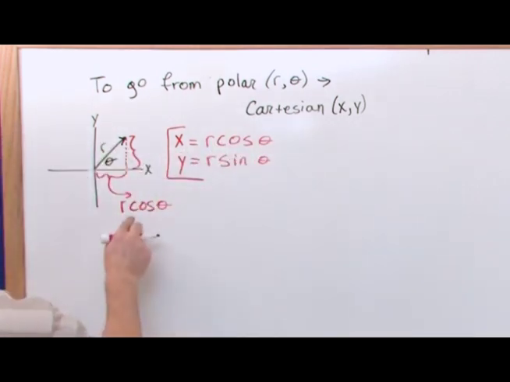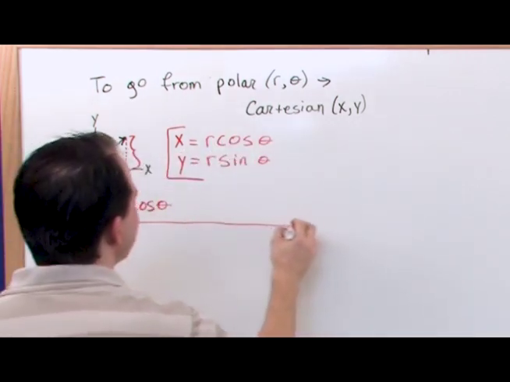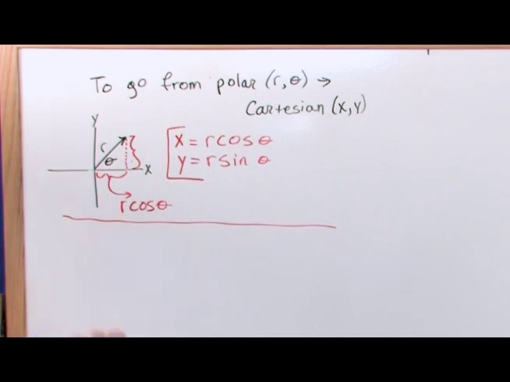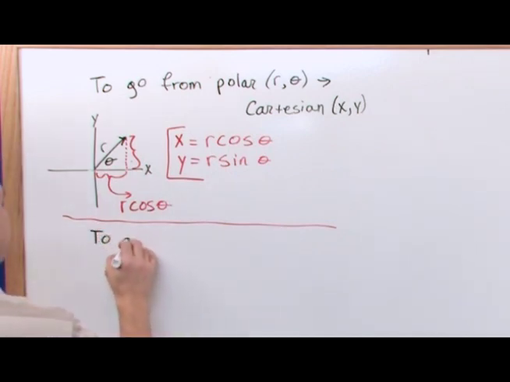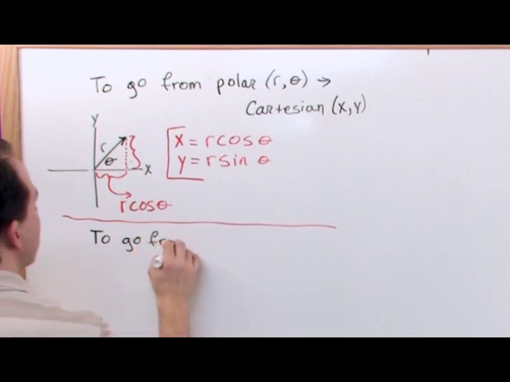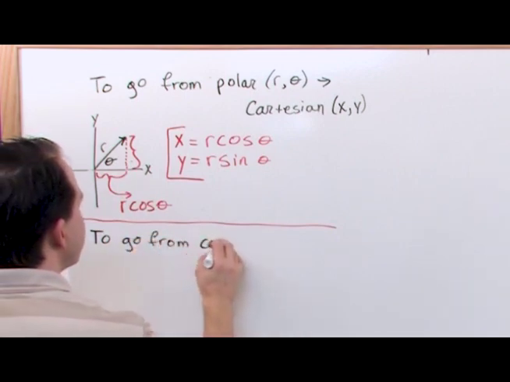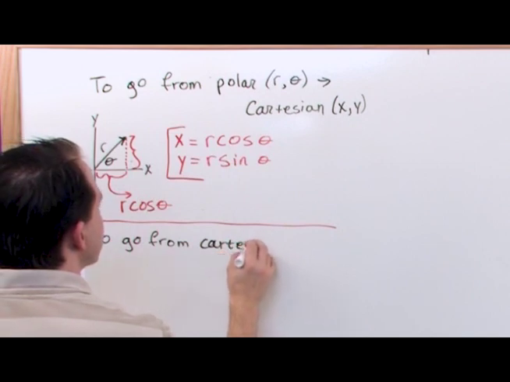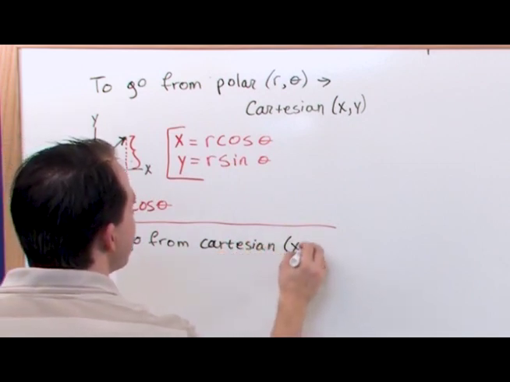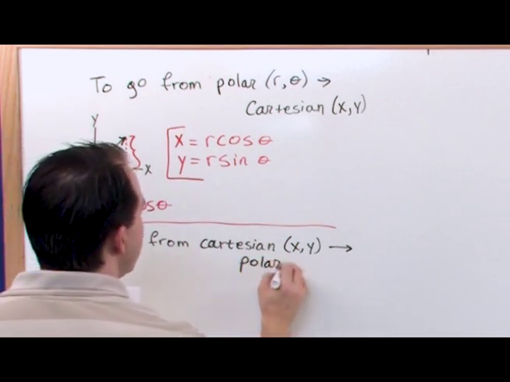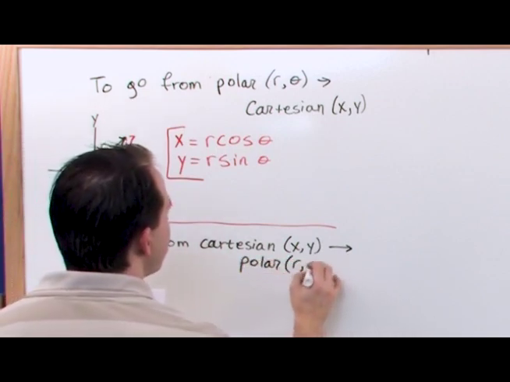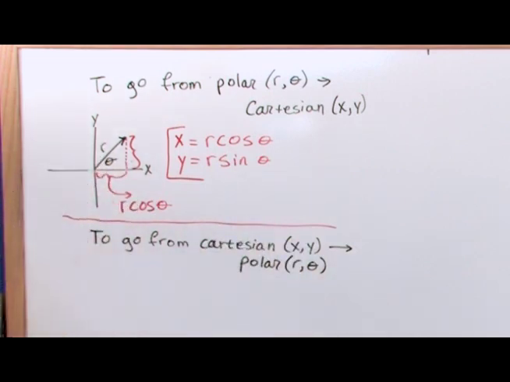Now the next one is a little more challenging, but not much more. Let me write this down. To go from Cartesian, just as a reminder that's x comma y, to polar, which is r comma theta. If you're given x and y and you'd like to go to r comma theta, let me write it down in all its glory, and then we'll talk about it.